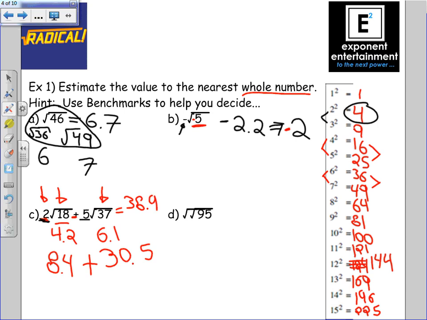Yeah, that's when you're converting. You're getting ahead of us. That's for when you're trying to convert it into an entire radical. This is just estimating. You just leave it on the outside.